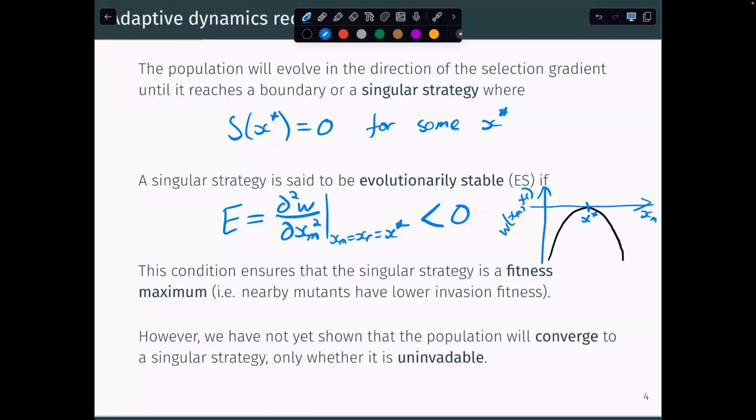Note that every other mutant nearby, all these guys here, all have lower fitness. Right, their invasion fitness is negative. They can't invade. So as it says here, this condition ensures that the singular strategy is a fitness maximum. In other words, it's uninvadable. So that should remind you of evolutionary game theory. But it doesn't tell you about convergence.